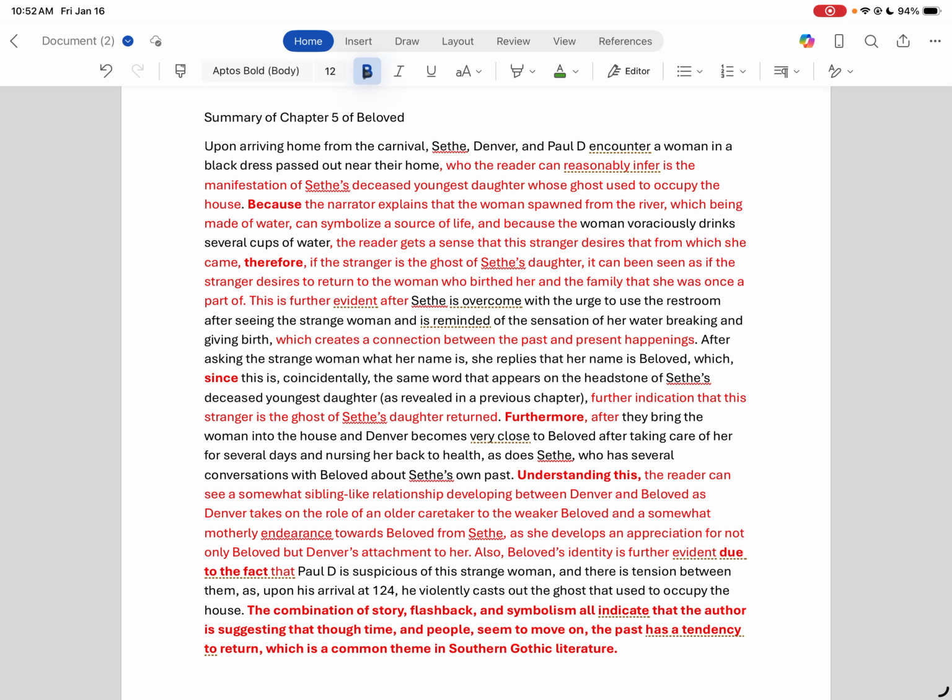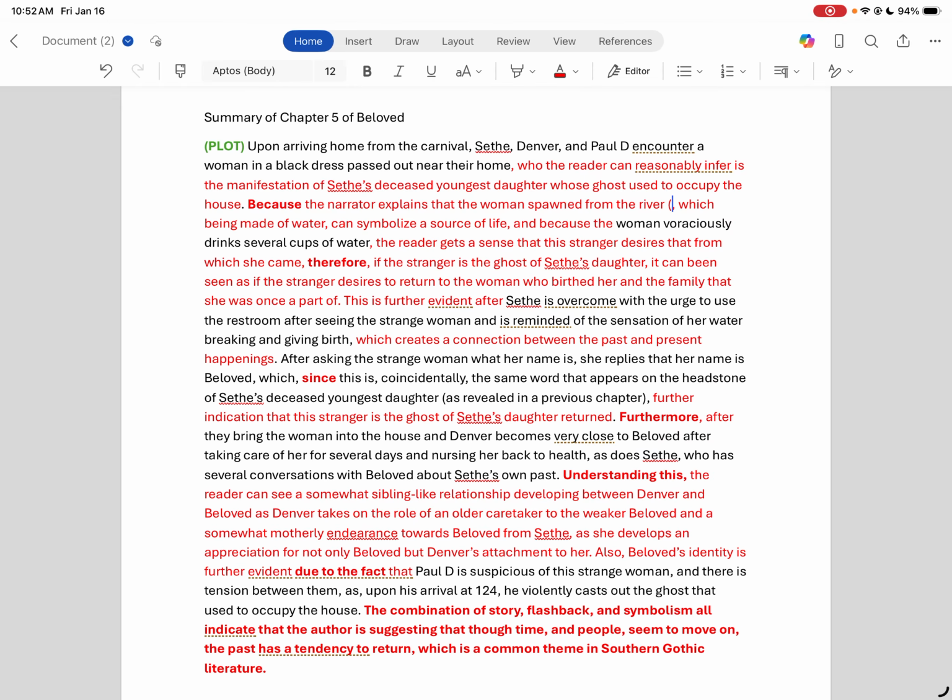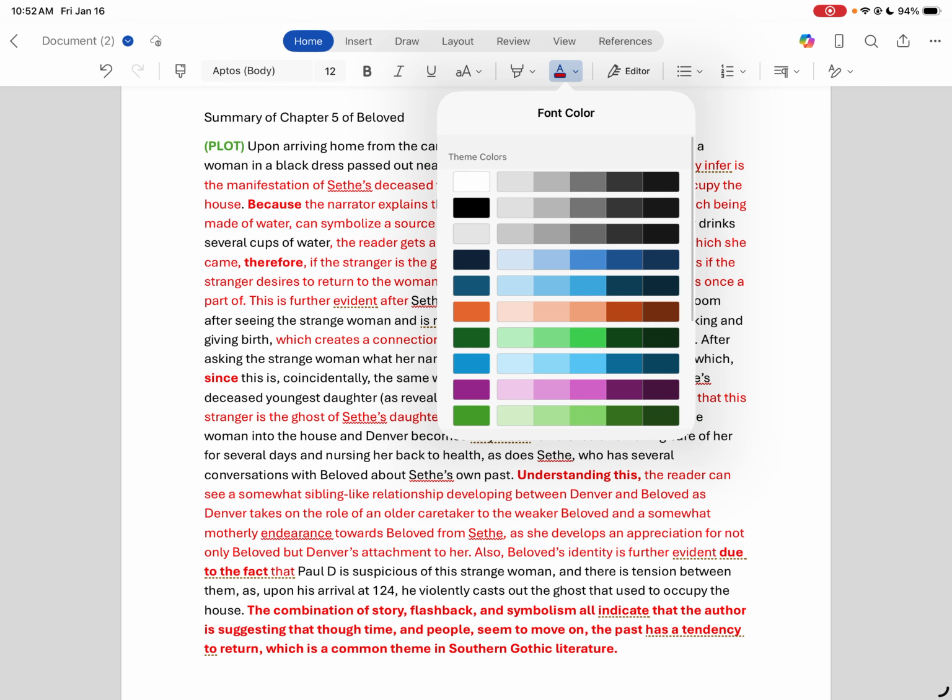So we started by talking about what happens as Setha, Paul D, and Denver arrive back at 124. When you talk about what happens in a story, that's plot, okay? So we've already mentioned plot, which is an aspect that I encourage each of you to actively try to analyze in text, okay? Then we also talked about her spawning from the river and the river being a source of life, okay? So here we have, and I'm gonna make this green.